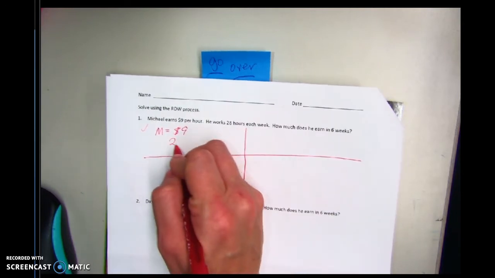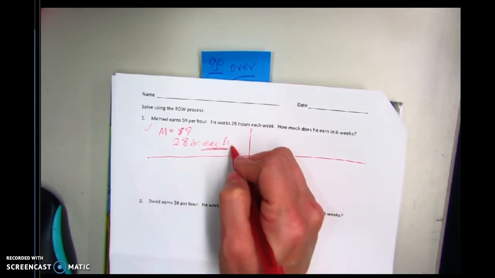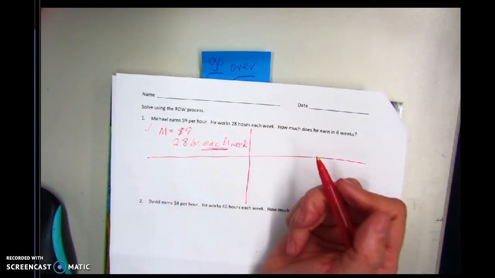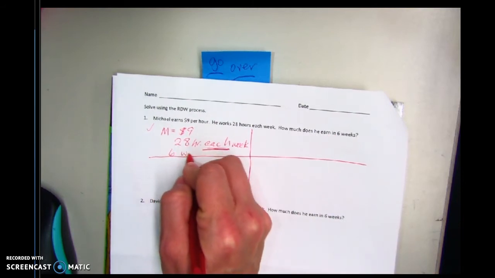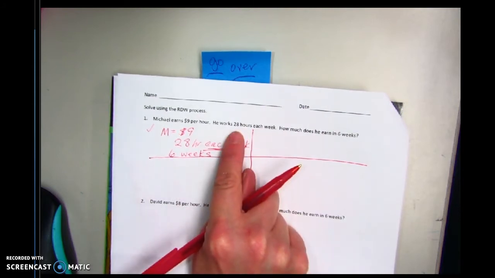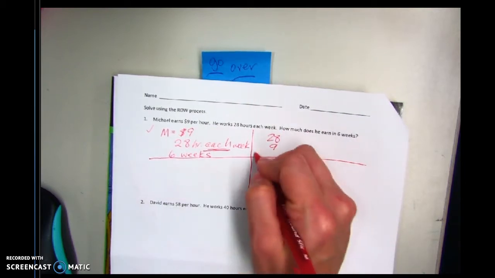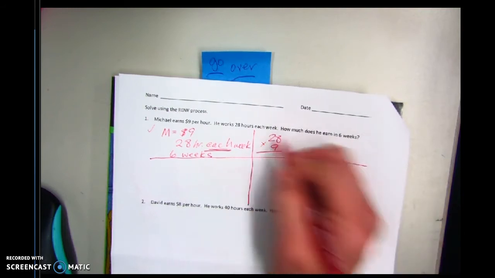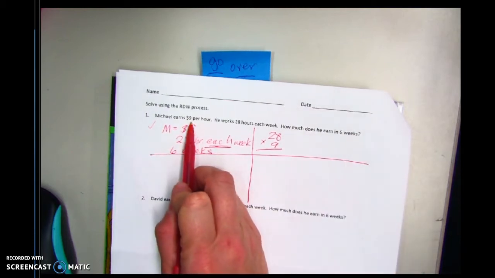Now, he works 28 hours each week. And each is my symbol that I'm going to do what? Multiply at some point, probably. Then, how much does he earn in 6 weeks? So 28 hours, and he gets $9 for each hour. I'm going to multiply that, right? Now, in that case, $9 what?